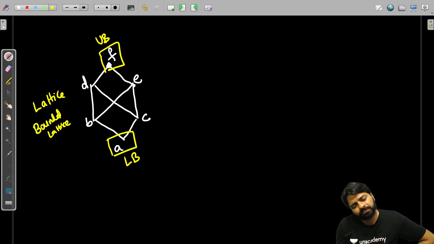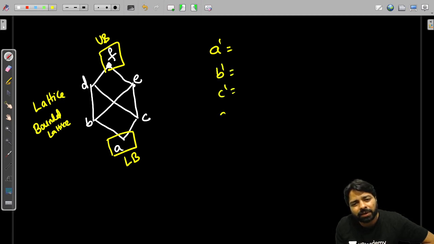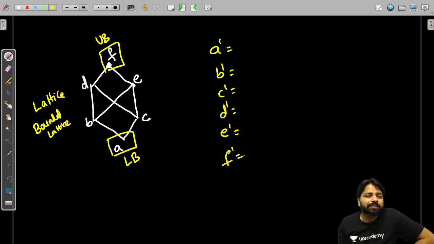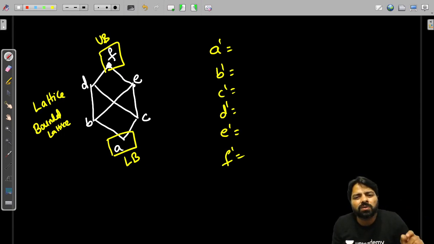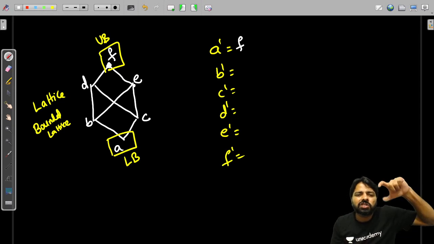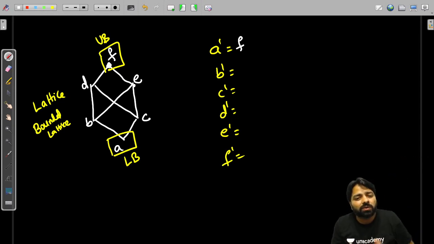And is it complemented? Now you have to find: do you have an A complement, a B complement, a C complement, a D complement? If somebody does not get one, then it is not complemented. You can have more than one if you want. What will A complement be? It will be F. Why? A and F join is the upper bound, meet is the lower bound. Try everyone, then only will you understand. For B complement, assume A, assume C, assume E, assume D, but I am going directly because of lack of time.